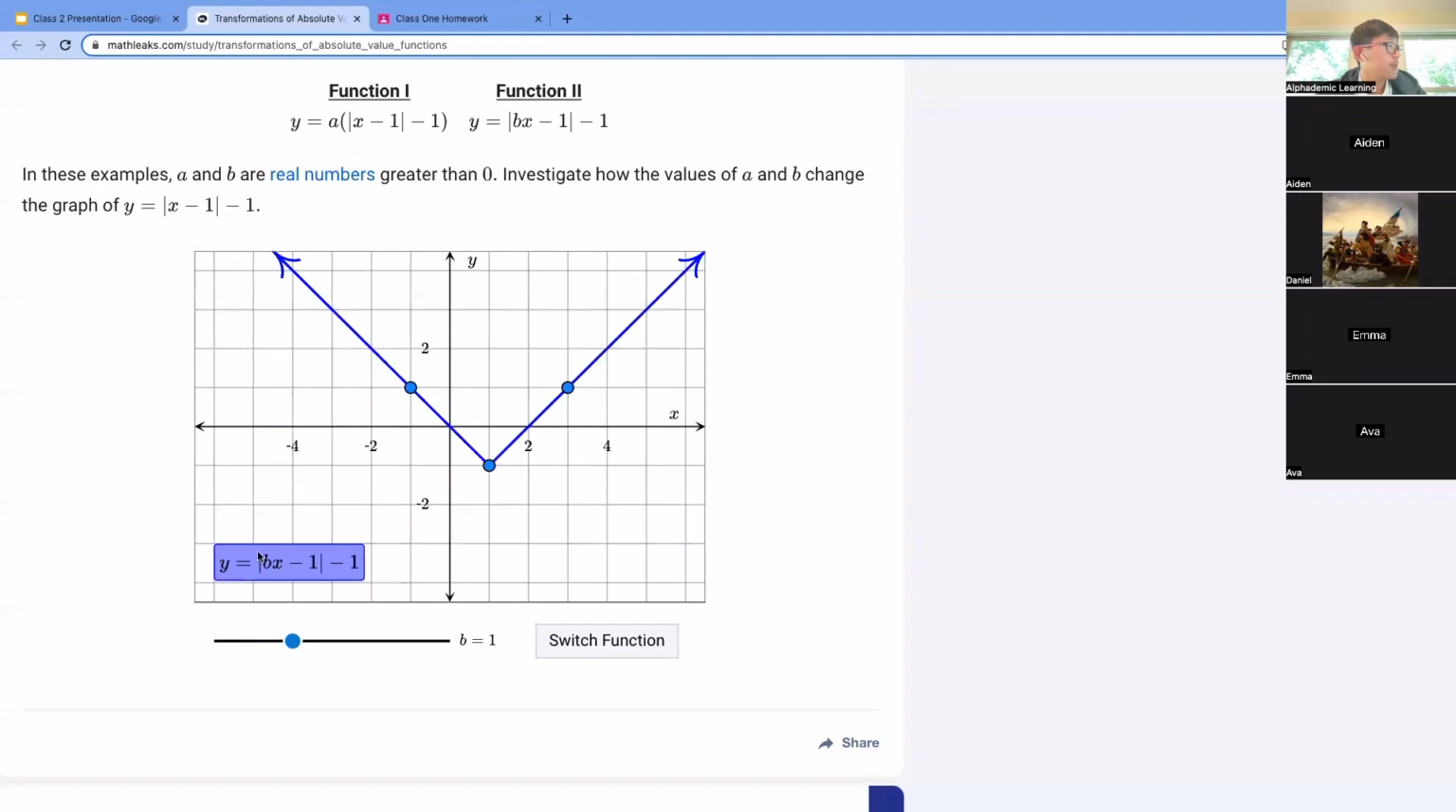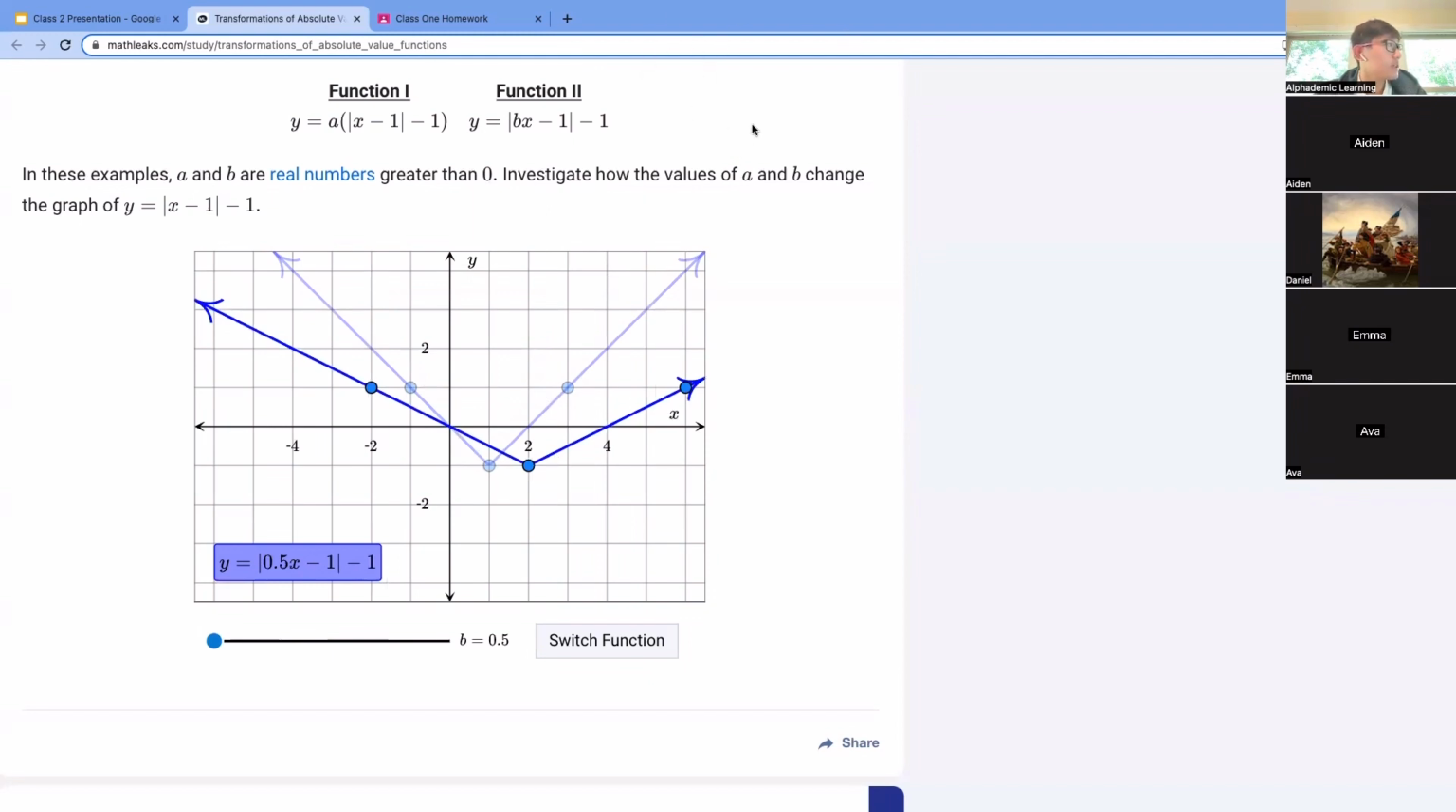And then if we're talking about B, which is inside the absolute value symbol, notice how it is just affecting the X. It is not affecting the negative 1. So this is purely affecting the X. You can see here how when B gets greater than 1, the dots come together horizontally. Looking at the three dots, the horizontal distance between each of them has shortened. Whereas if you extend it, the distance between the dots lengthens horizontally.